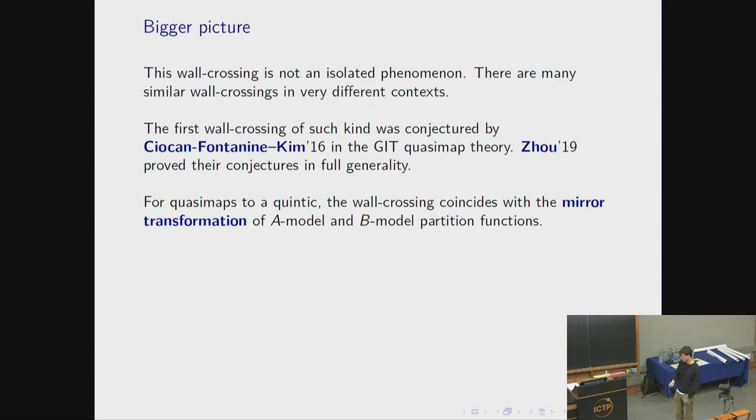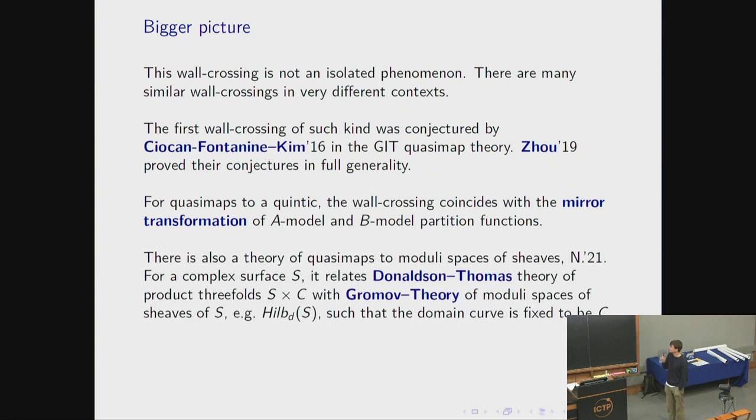as the Gromov-Witten invariants of a quintic and the periods of its dual. So in particular, quasi-maps of a quintic are equal to the periods of its dual on the nose. So that's what wall crossing does in the case of GIT quasi-maps, and in particular in the case of a quintic. There is also another kind of quasi-map theory, quasi-maps to the moduli space of sheaves. And there is exactly the same kind of wall crossing there.